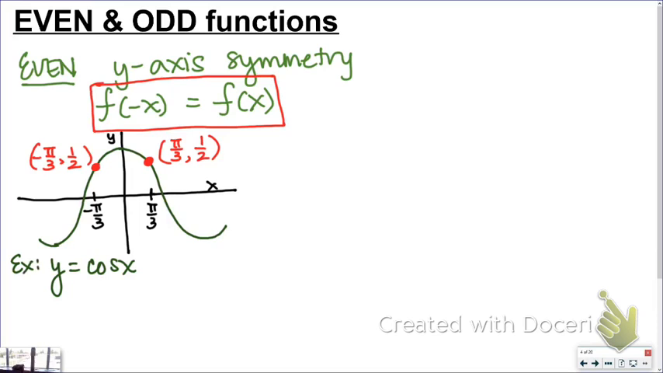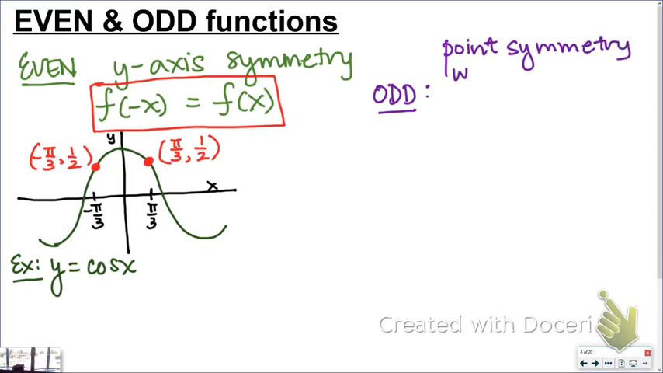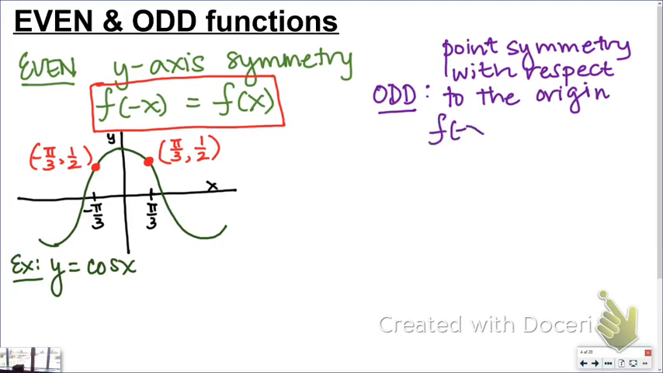Okay. Now, an odd function has point symmetry with respect to the origin. And an example for that would be the sine function. Also, f of negative x is the negative of f of x. Okay, so let's draw a picture of the sine function.